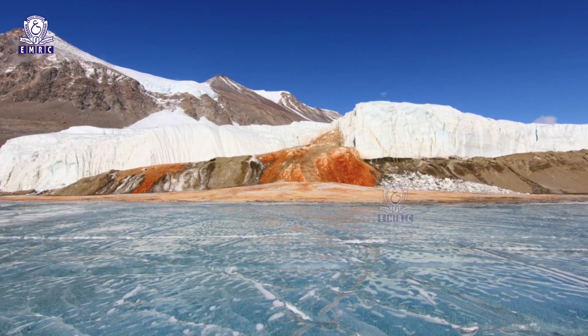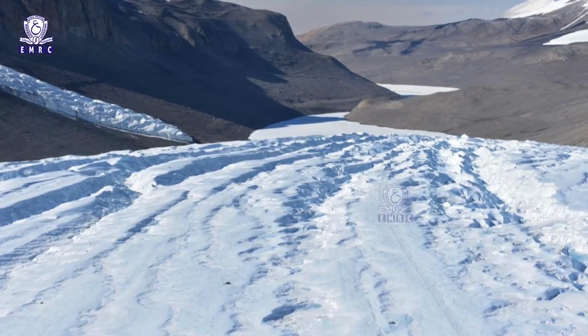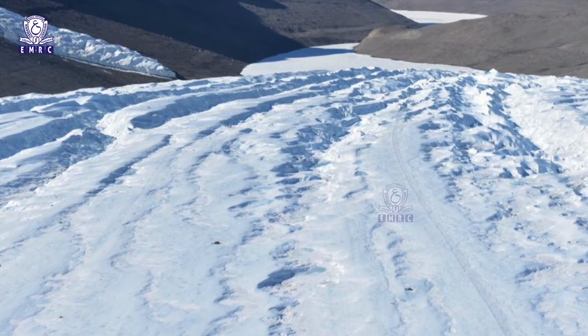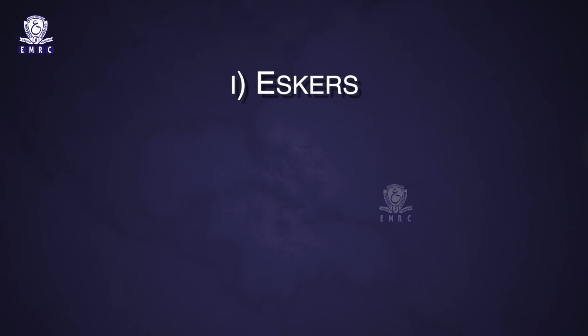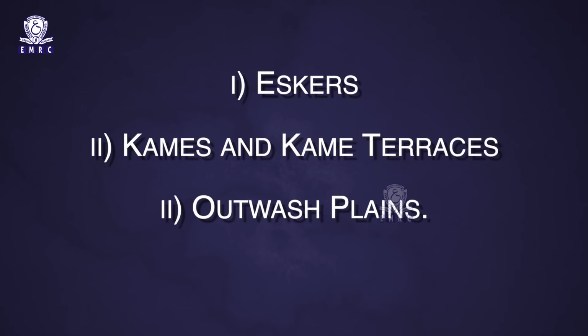The deposition of sediments after the melting of the glacier is called as glacio-fluvial deposits, and the landforms resulting from such deposits are called as glacio-fluvial landforms. The main characteristics of the glacio-fluvial deposits is that it has been sorted and stratified into layers by the melted channel of water from the glacier. The glacio-fluvial landforms includes eskers, kames and kame terraces, outwash plains.